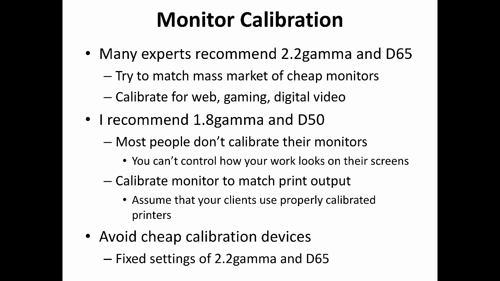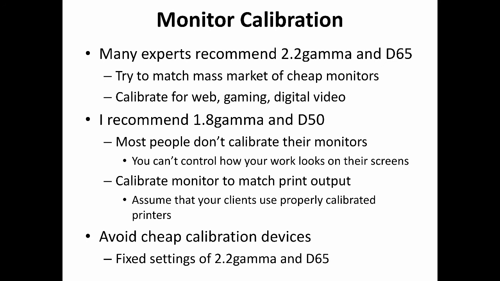Now, I have a little bit of a different opinion on this matter. And I think I'm in a small minority, but let me give you my reasoning. I recommend that you continue to set your computer to a gamma setting of 1.8 and D50, the old Mac standards. Why is that? First of all, even if you set your gamma to 2.2 and your white point to D65 to match the way most people have their computers set up, you still have no control over what the end user is seeing on their other end.